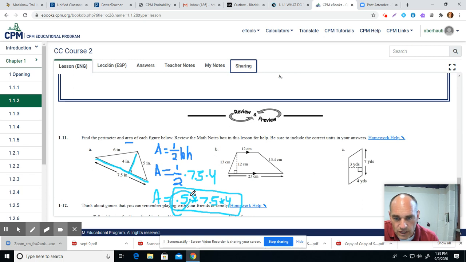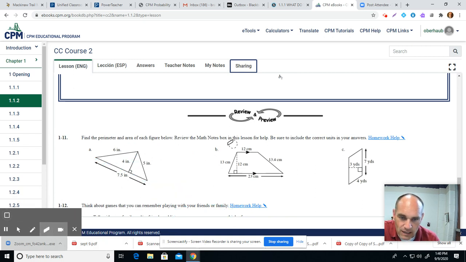I would do this 1/2 times 4 first, because 1/2 times 4 is just 2. Then I multiply that 2 by the 7.5. So that will be part A. For part B, we need to do the same thing. We're going to find perimeter and area.